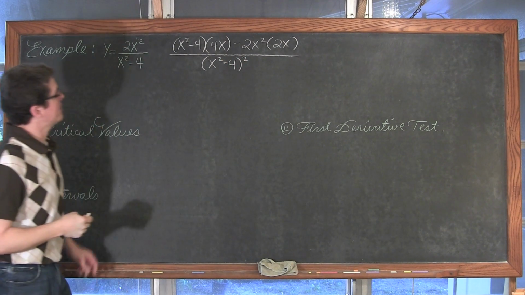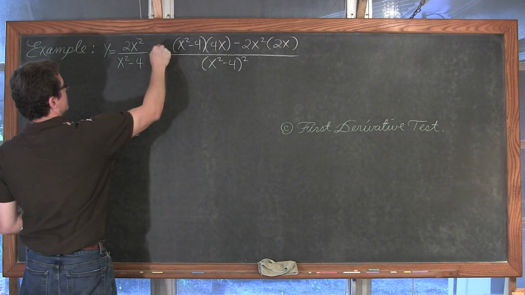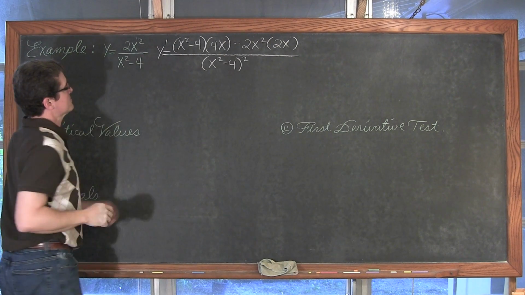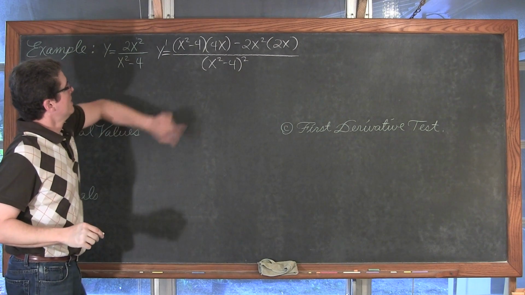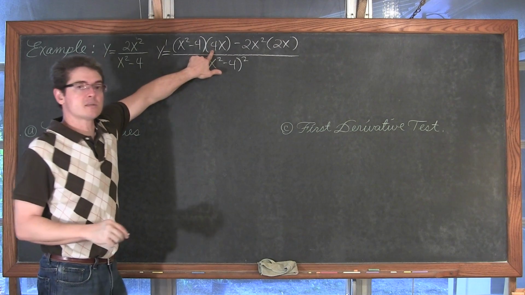Okay, let's clean this up a little bit. We are finding the derivative. It'd be nice if my notation was correct. Okay, so my derivative of y. So we're going to take 4x and multiply it through the parentheses and get 4x cubed minus 16x.